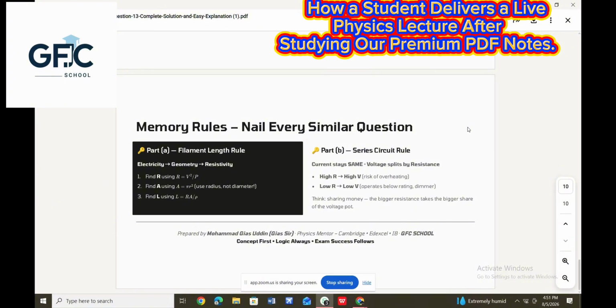Dimmer and brighter. What do we do? Series circuit rule: current stays the same. Voltage splits by resistance. High R is equal to high V, risk of overrating. Low R is equal to low V, operates below rating, dimmer. Okay, these are the tips and tricks. Think: sharing money. The bigger resistance takes the bigger share of the voltage pot. What a fantastic line by Gyasuddin sir.